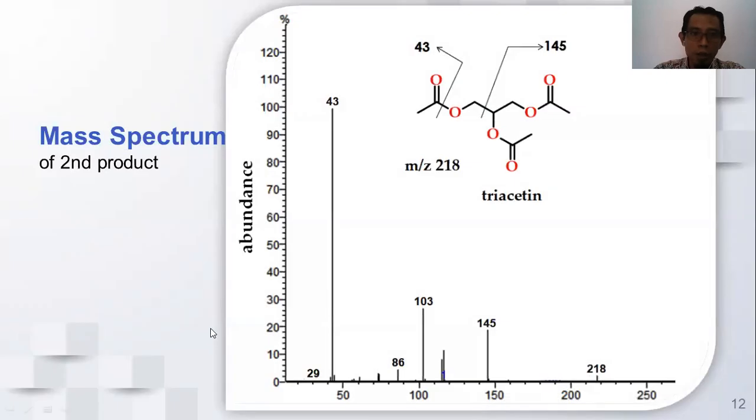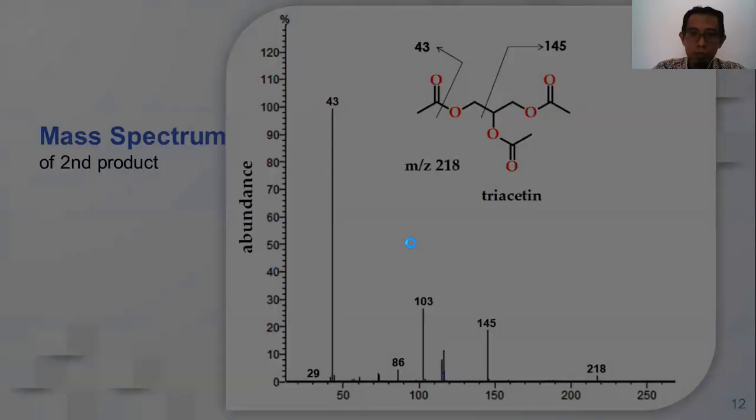Okay. Next, the mass spectrum of the second product. We find M+ 218 here, and m/z 145, and m/z 43 as specific. So based on the mass spectrum, it is triacetin.